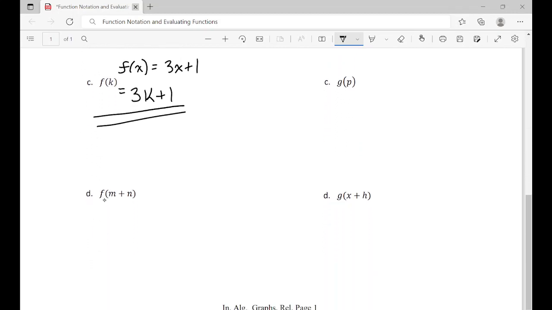And last, we have f of m plus n, which means wherever there's an x in our function, which is right next to 3, we're going to replace it with m plus n. So we're going to get 3 times (m plus n) plus 1. We can distribute the 3 inside, so we're going to get 3m plus 3n plus 1. And we have no terms we can combine, so we can say that f of m plus n is equal to 3m plus 3n plus 1.